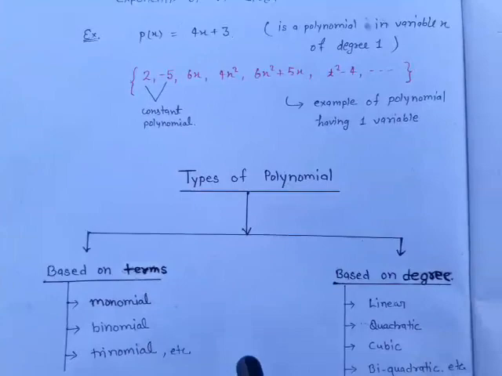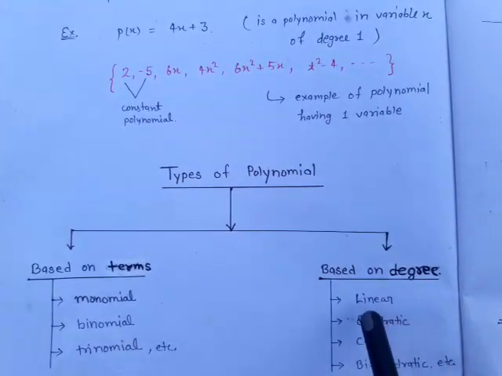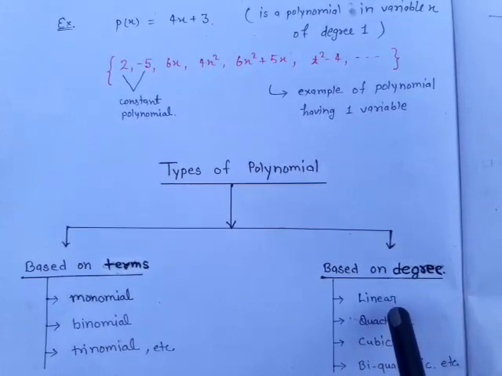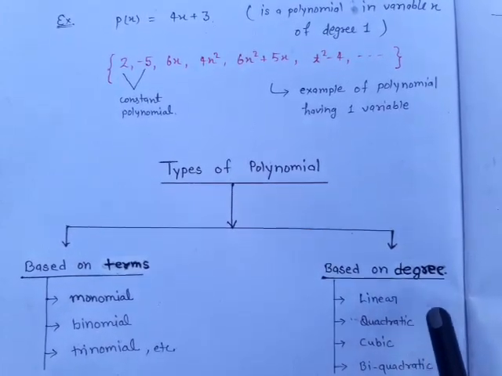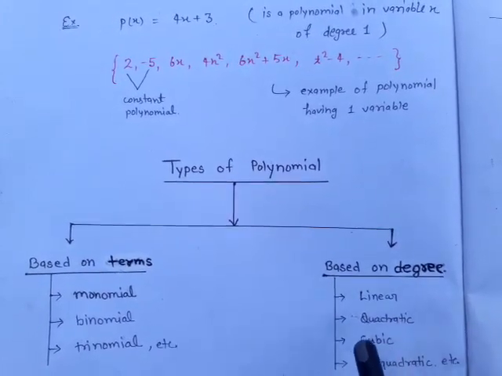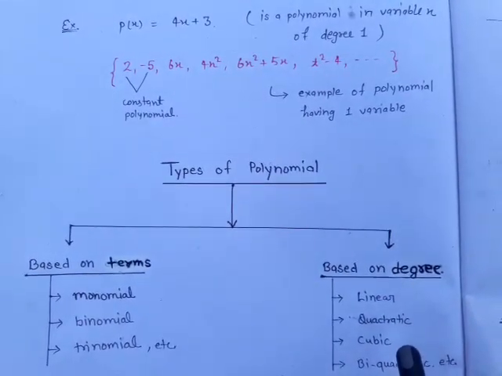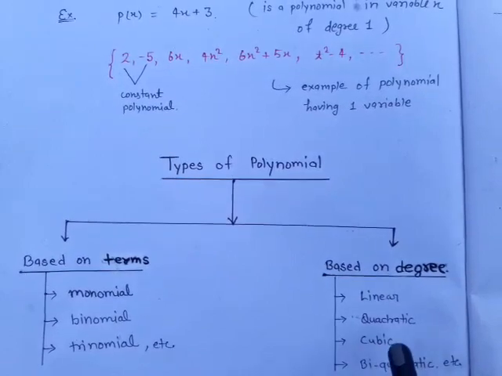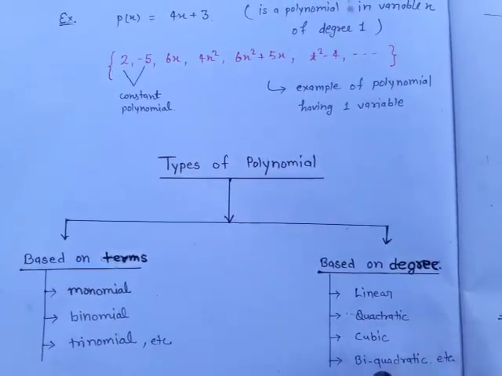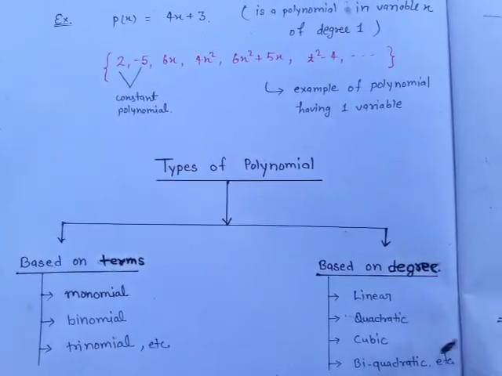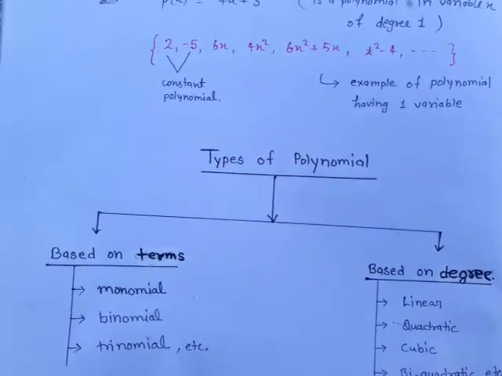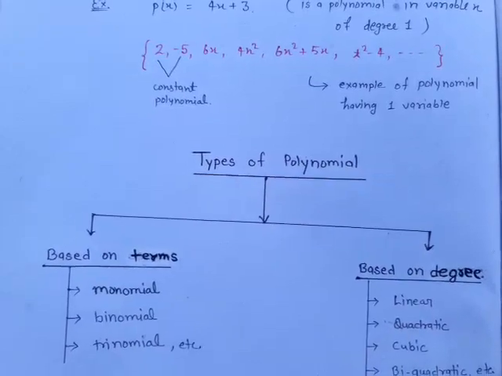And similarly, based on degree there is the linear polynomial. A linear polynomial means a polynomial having variable degree 1. A quadratic polynomial means a polynomial having variable degree 2. Similarly a cubic polynomial has degree 3, a biquadratic polynomial has variable degree 4, and so on. This is the format of types of polynomial.